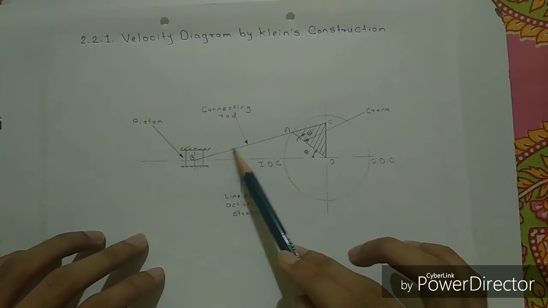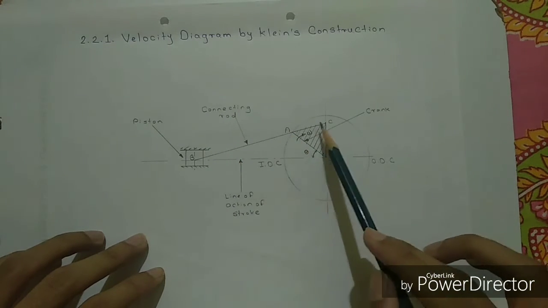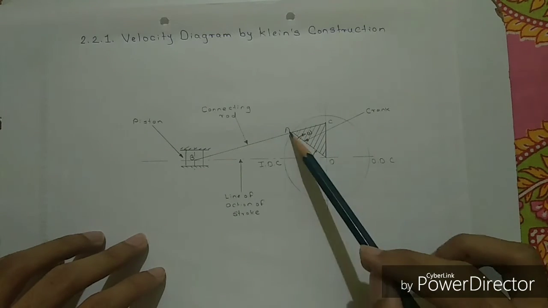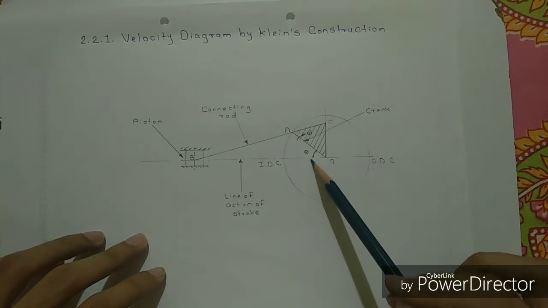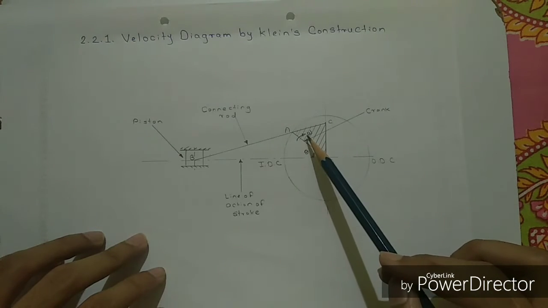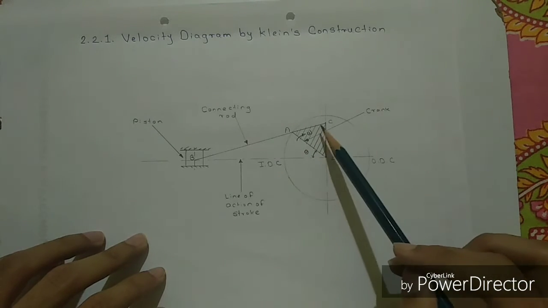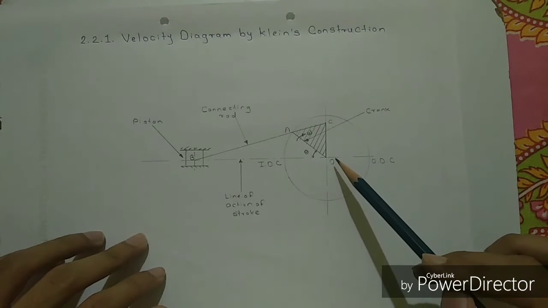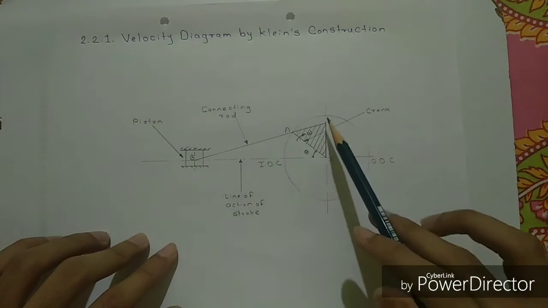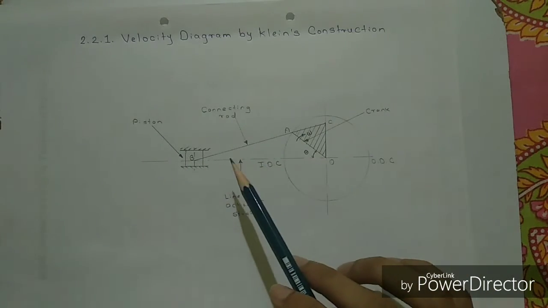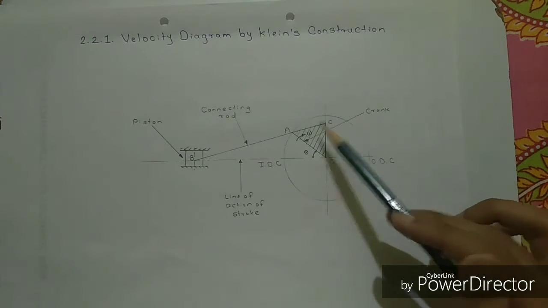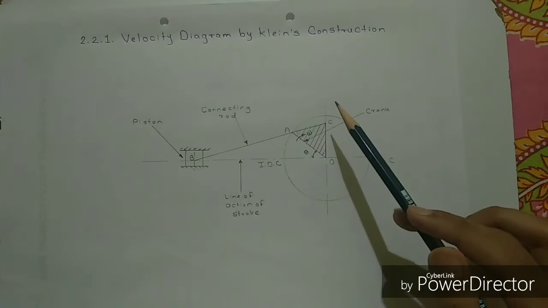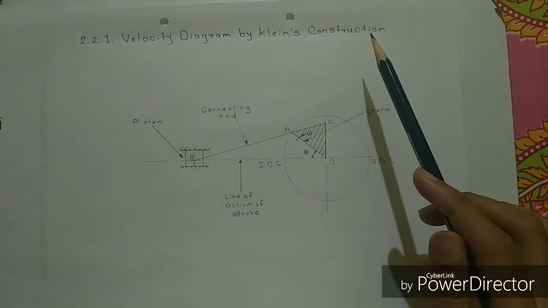This connecting rod represents the velocity in the form of A to C, then OA represents the velocity of crank, which has a certain angle and certain angular velocity, and vector CO represents the velocity of piston, which is in forward or backward direction. Then this triangle CAO gives us the velocity diagram for Klein's construction.